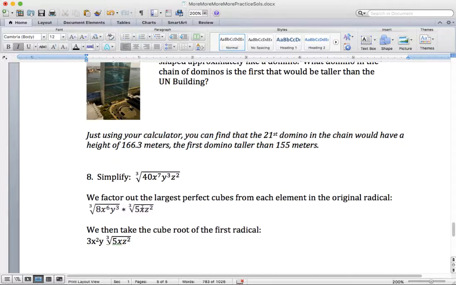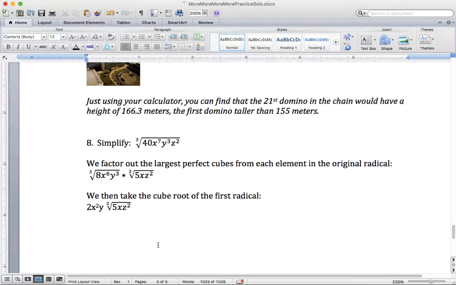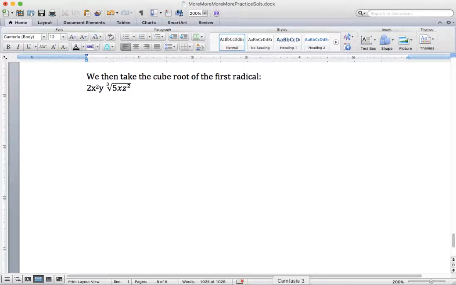And so now we have these two radicals. If we were to multiply them together, we would get back up to 8 times 5 equals 40, x to the 6th times x equals x to the 7th, y cubed gives us the y cubed, and z squared gives us the z squared. But now the left radical has a perfect cube, which we can take the cube root of, and that's going to give us 2 times x squared times y. That's the cube root of 8x to the 6th times y cubed. And then that's multiplied by the cube root of 5x z squared. So now this has been simplified. And we're done.